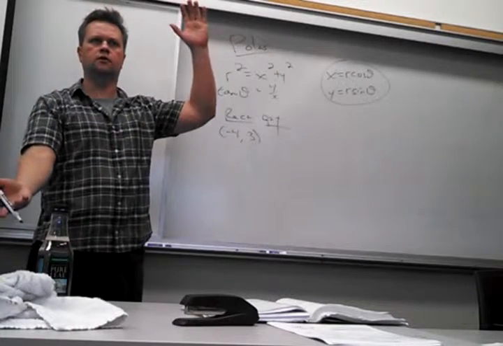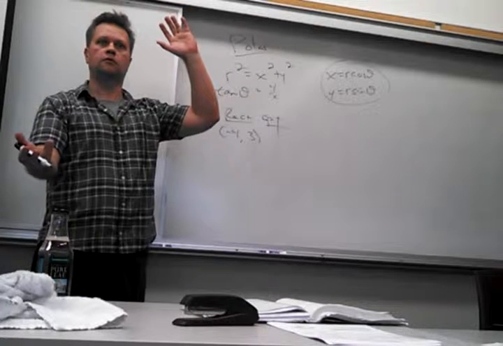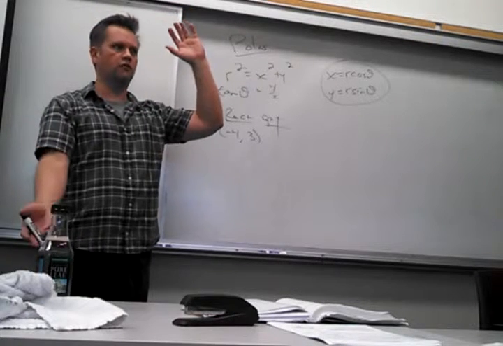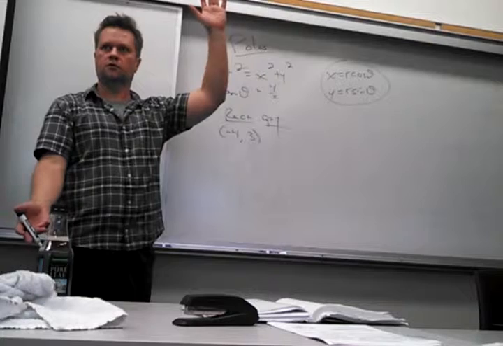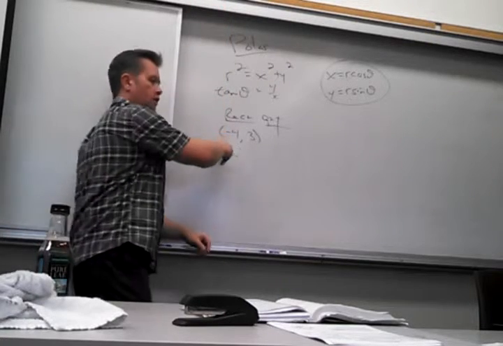I don't know if you guys remember, inverse tangent comes out between what and what? What are the outputs? 0 and 180. Negative pi over 2 and pi over 2. That too, like a sine. Yeah, exactly.